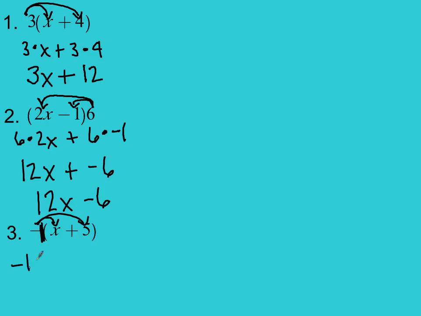So I'm going to have negative 1 times x plus negative 1 times positive 5. Negative 1 times x is going to give me negative x. Remember, a negative times a positive is a negative, and 1 times x is x. Plus negative times a positive, that's going to be a negative, and 1 times 5 is going to give me 5. If I wanted to make this one look nicer, I would say negative x minus 5.